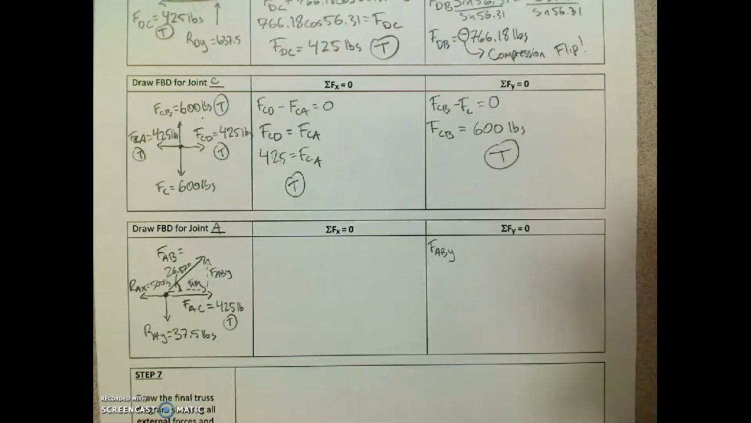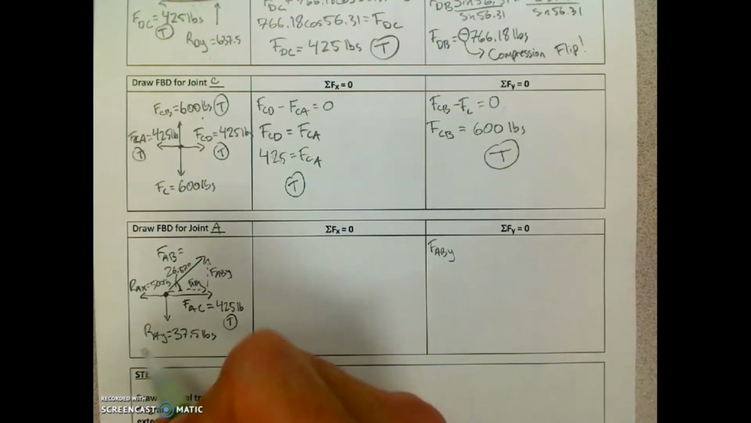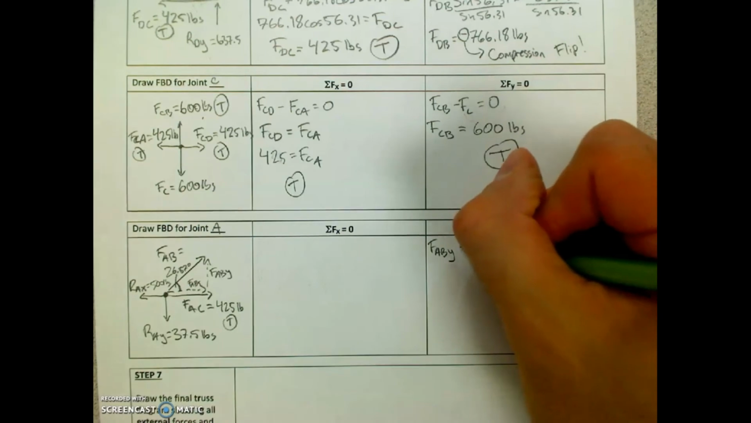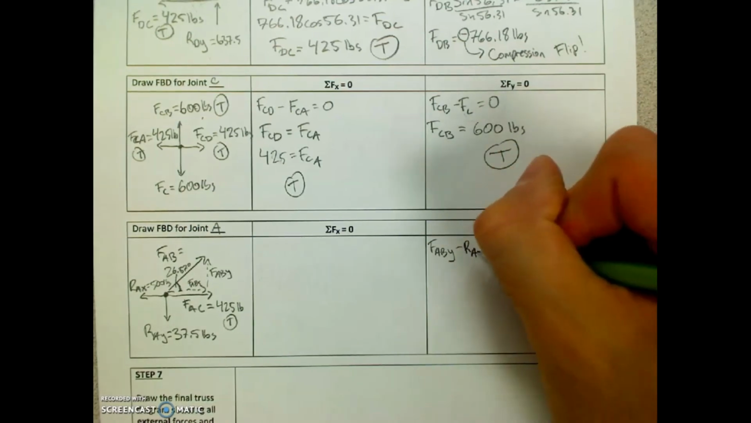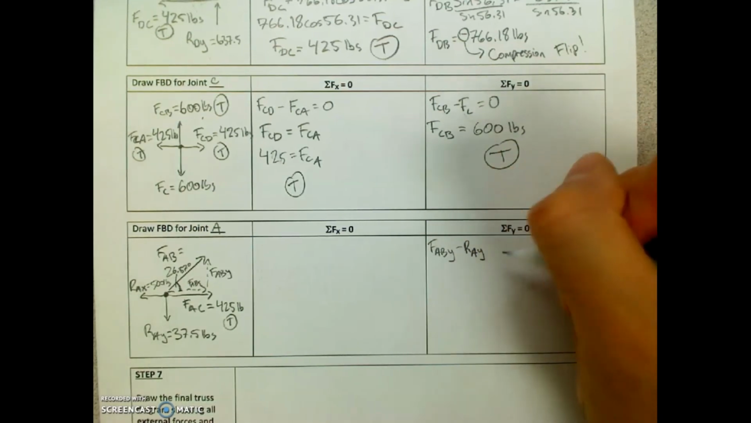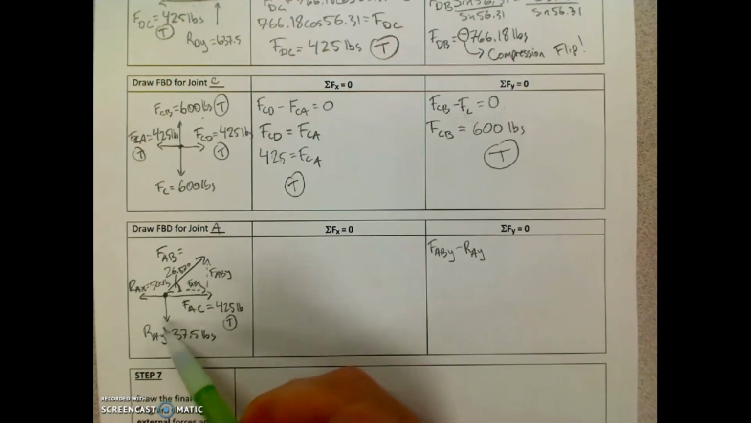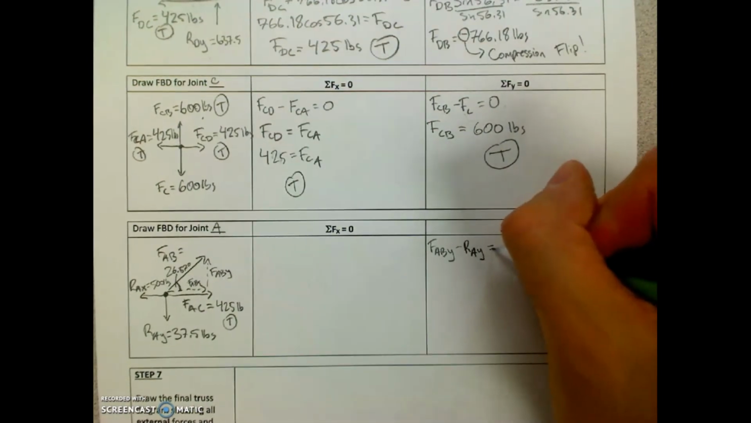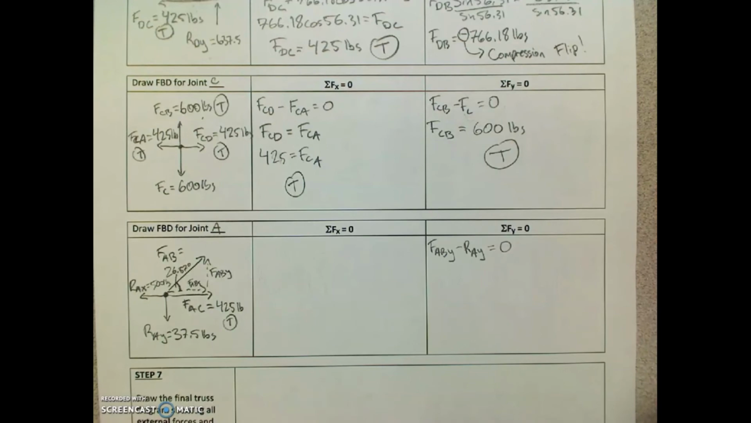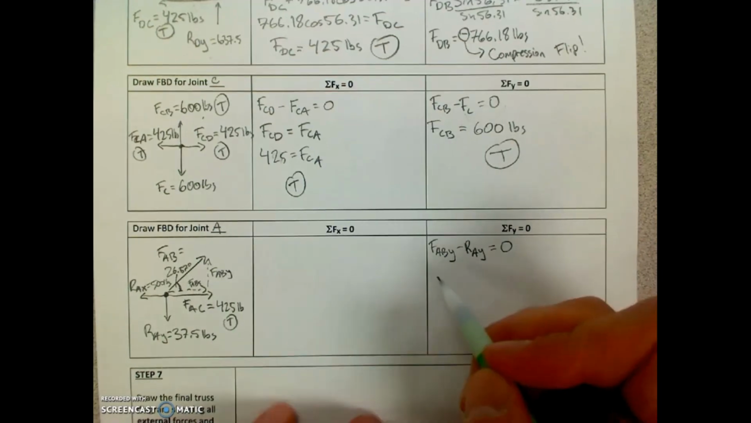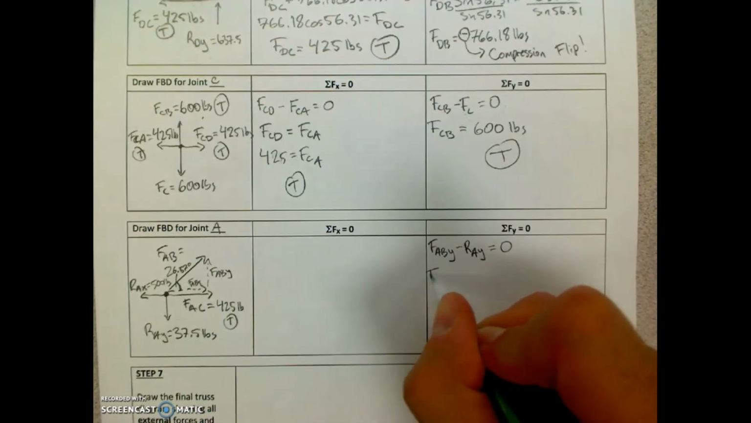is positive because it's going up in the Y direction. RAY, the reaction force on joint A in the Y direction, is negative. It's going down. So I'm going to write that as negative. And that's going to equal 0. Hey, this is kind of nice. So let's break this down with our trig function.